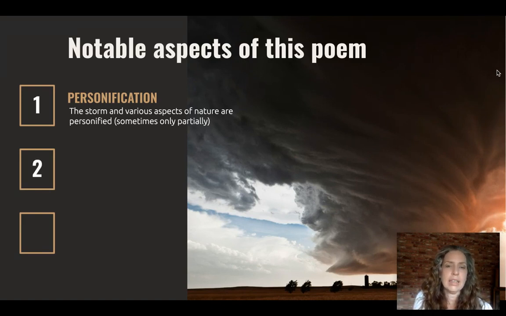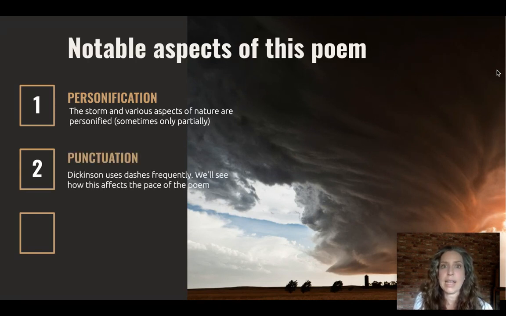The second thing that's interesting about the poem is the use of punctuation. Emily Dickinson uses dashes a lot. We'll talk about the dashes because some versions of the poem don't have as many of them, but she uses dashes almost to create a kind of ongoing pace and doesn't have a lot of other punctuation. So that's a notable thing.